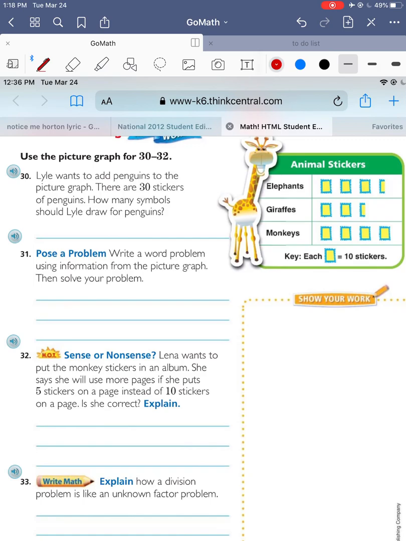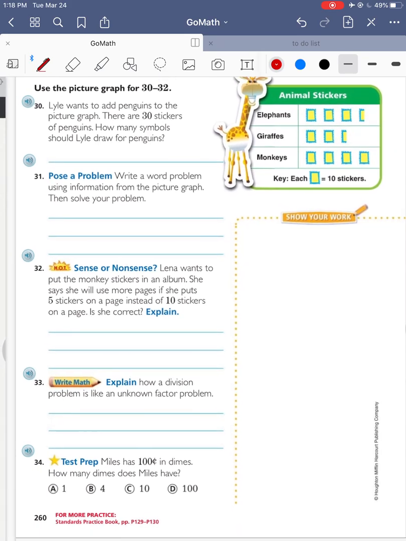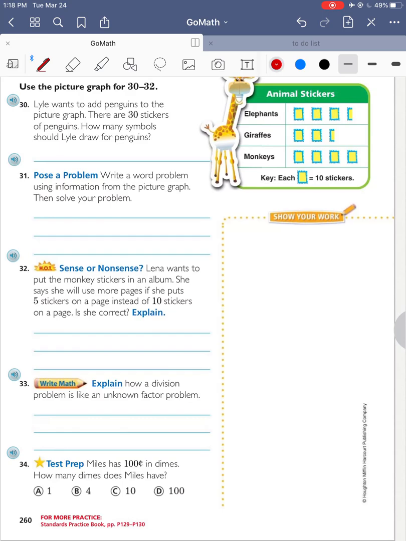Use the picture graph for 30 through 32. Lyle wants to add penguins to the picture graph. There are 30 stickers of penguins. How many symbols should Lyle draw for penguins? So each stamp is 10 stickers. So 30 stickers divided by 10 gives us 3. So he needs 3 symbols.